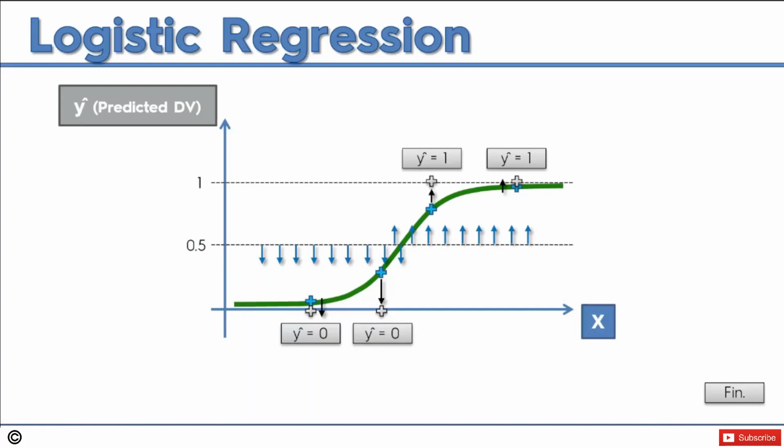So I really hope this explanation was trivial enough and yet insightful enough for you to gain an intuitive understanding of logistic regression.